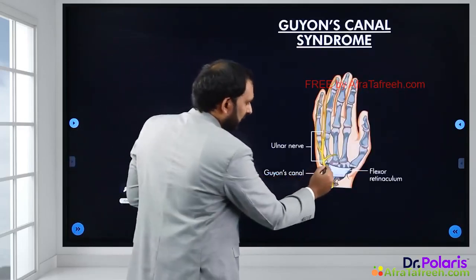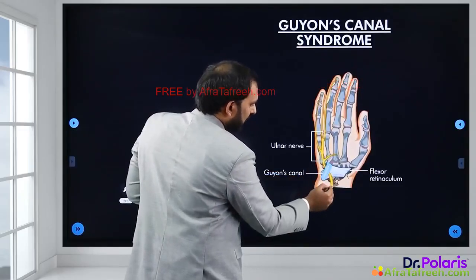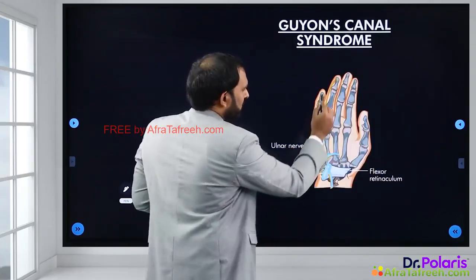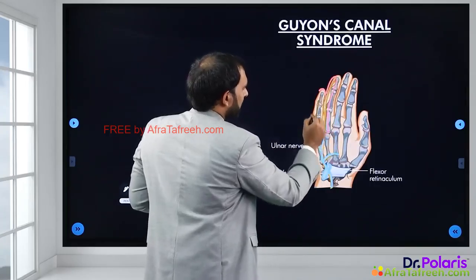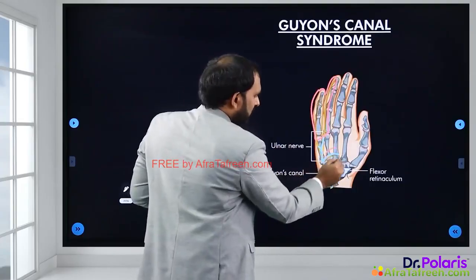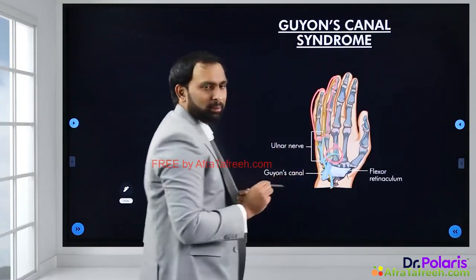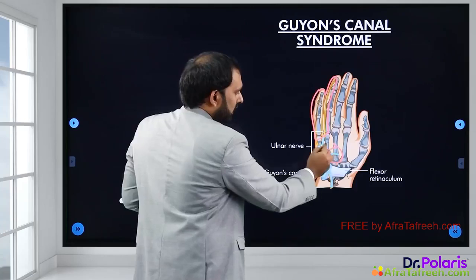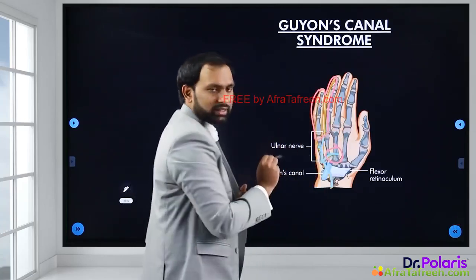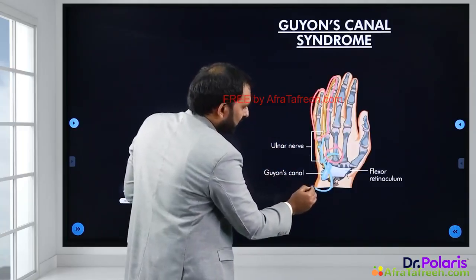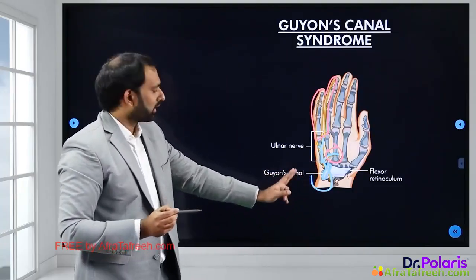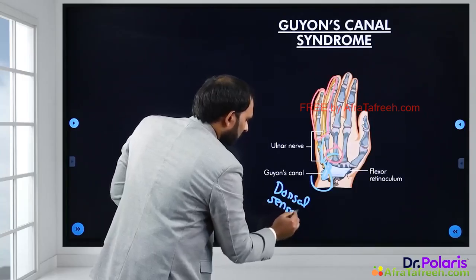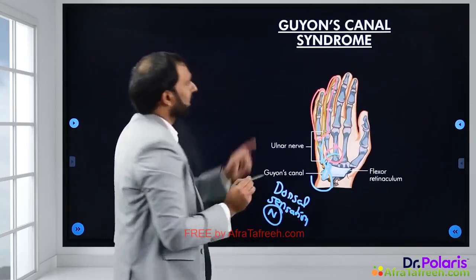Now let's understand this. So this is the Guyon's canal. After it passes the Guyon's canal, it gives out a deep branch and superficial branches. These superficial branches are responsible for the sensation of this aspect, that is the palmar aspect of the hand. And this deep branch supplies the hypothenar eminence, the interossei and the lumbricals. Now if the Guyon's canal is compromised, the sensation on the palmar aspect is lost, the hypothenar muscle gets wasted, and the interossei and lumbricals are affected. But we have this dorsal cutaneous branch that goes proximal to the Guyon's canal, that is not affected, and that is why dorsal sensation is normal in a case of Guyon's canal syndrome.